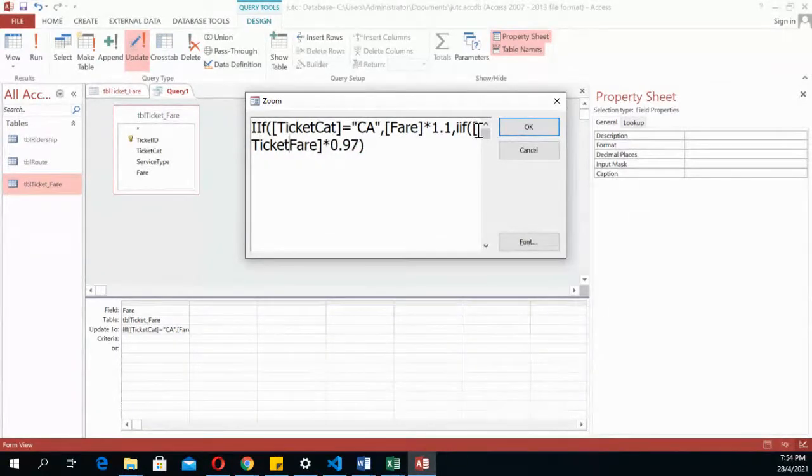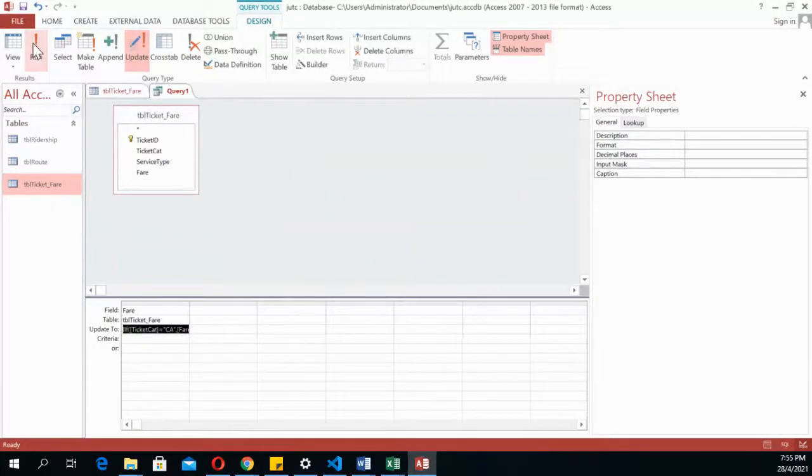So if ticket category, what's the third one you want? We could use SC now, right? Smart card. And then we'd do the same thing. But say we're not going to increase this one, we just say fare, we're not going to increase it. Then we would close this if, and close that one, and that would be it. So that is if we had 3 categories and only 2 of them were increased. Or you could do a filter and just say only increase this one. But this would work if you had 3 categories.